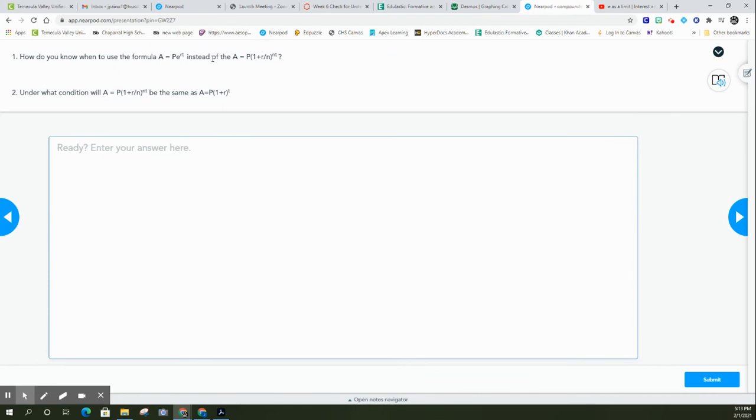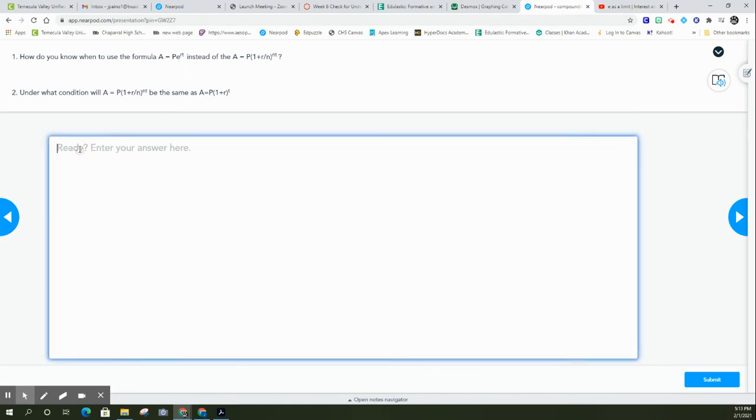All right, how do you know when to use this formula? You use it when it's compounded continuously. Under what conditions will the compounding one be the same as the original one? When n is 1. So when n equals 1, or when it's compounded annually. Anytime it's compounded more frequently than annually or slower, then it'll be different. But when n is 1, it's the same.